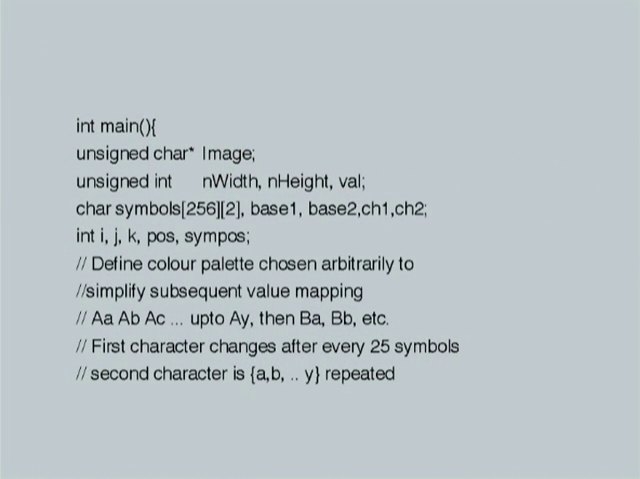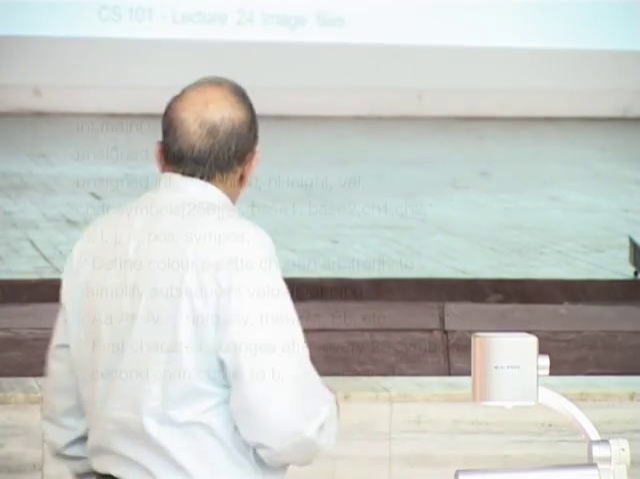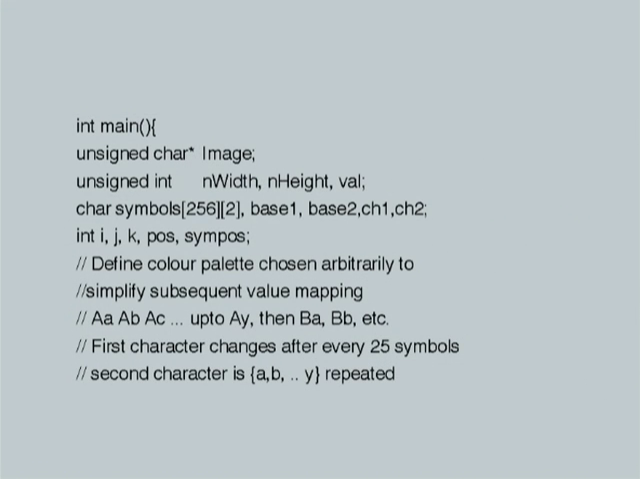Char symbols 256 by 3. What are these? Remember I mentioned that there will be a character coding I will use for representing different colors or different shades of gray. Since there are 256 shades, I require 256 keys or 256 character combinations, where one combination represents one color. Since for each combination I propose to use two characters, I have to declare an array of elements 0, 1, and 2, because each character array will contain two characters and a backslash null character, which is the terminator of that particular symbol. So I have these symbols, which I have defined as 256 symbols. Each is a three-character array. base1, base2, ch1, ch2 are characters, which we shall use later in the program. Similarly, i, j, k, pos, and simpos, etc., we shall see in a moment.